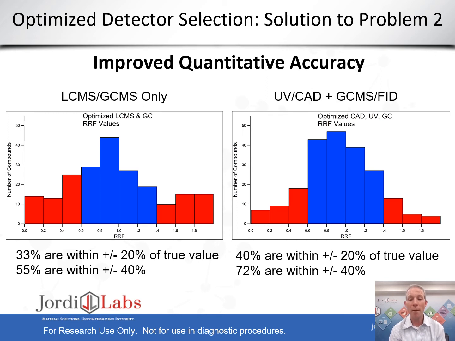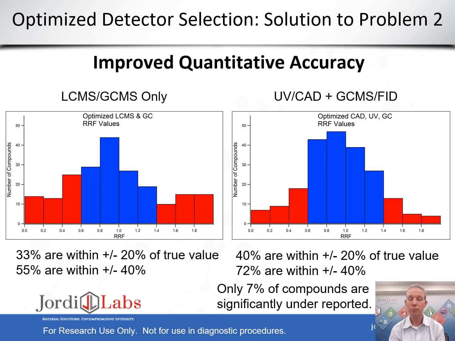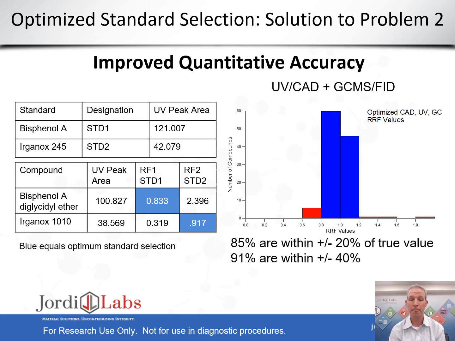If we use this combination of detectors and we select the RF value closest to 1, we obtain a result where 40% are within 20% of the true value and 72% are within 40% of the true value. This is a significant improvement in the quantitative accuracy just choosing the optimum detector. Also importantly, only 7% of the compounds are significantly underestimated, which is of course the worst outcome.